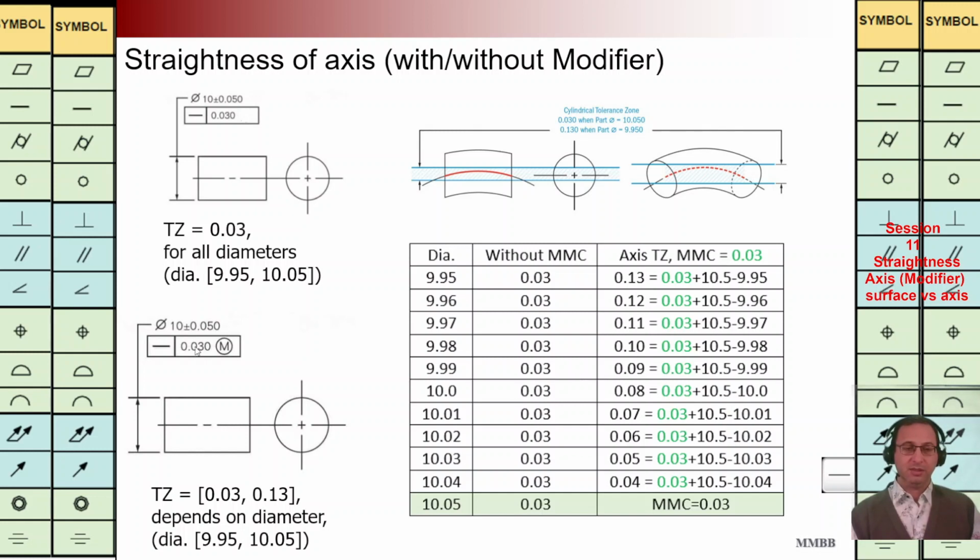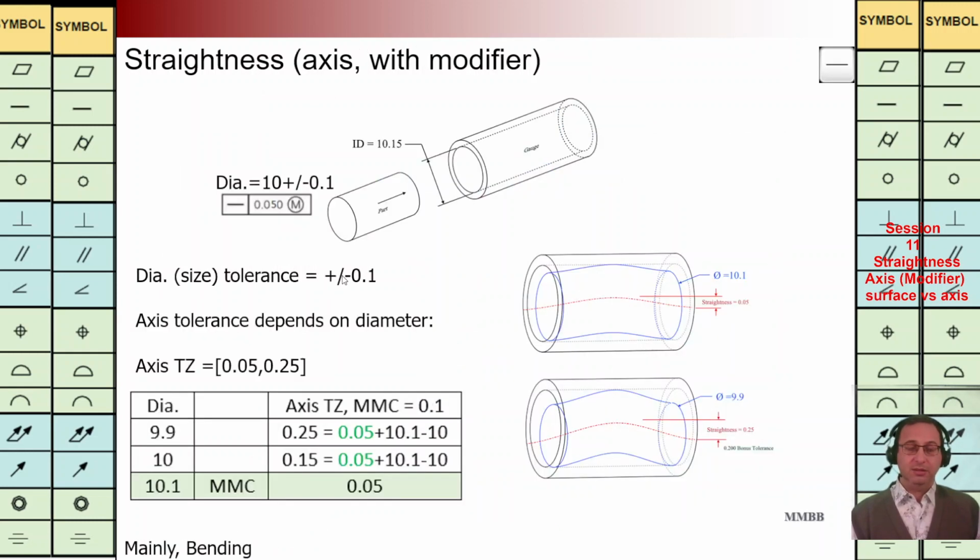But in second example, at the bottom, we add modifier, MMC. It means when we are going to have the maximum diameter of the pin, we have this tolerance zone for straightness for the axis of this pin, as it is mentioned in the table. But for different diameters of pin, we are going to calculate what is the tolerance zone. It is important to have this table and calculate it, especially when we have the modifier, to see do we have any interface between pin and the hole or not.